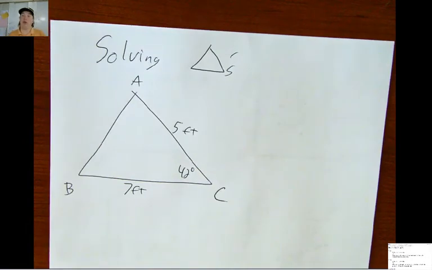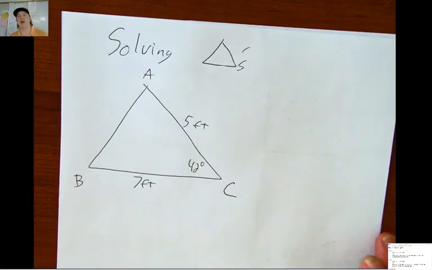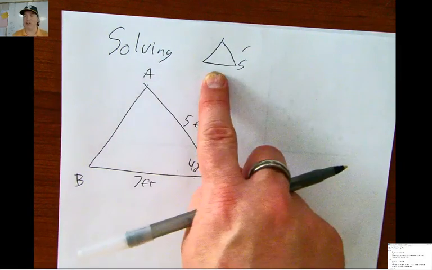What we're going to be doing is we're going to combine our skills from the last couple days. We had our law of sines, and then we did our law of cosines, and now we're going to be using both law of sines and law of cosines in the same problem to completely solve triangles.